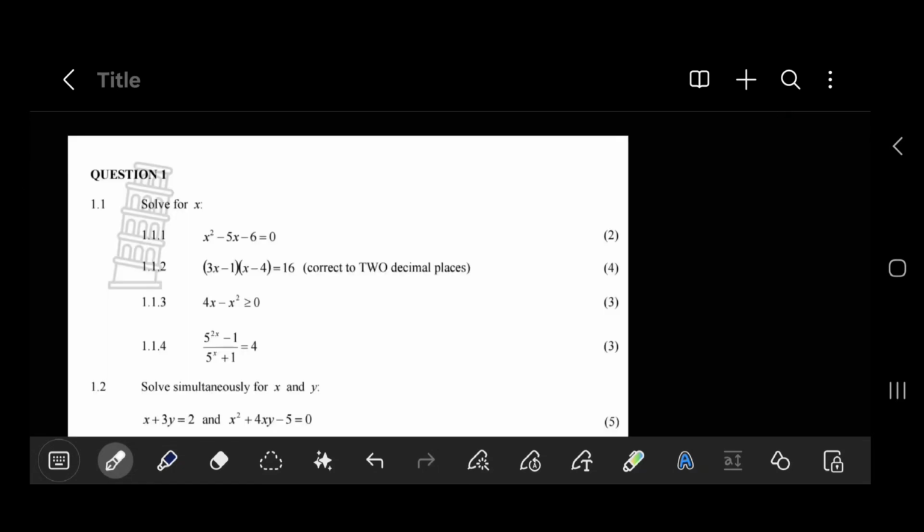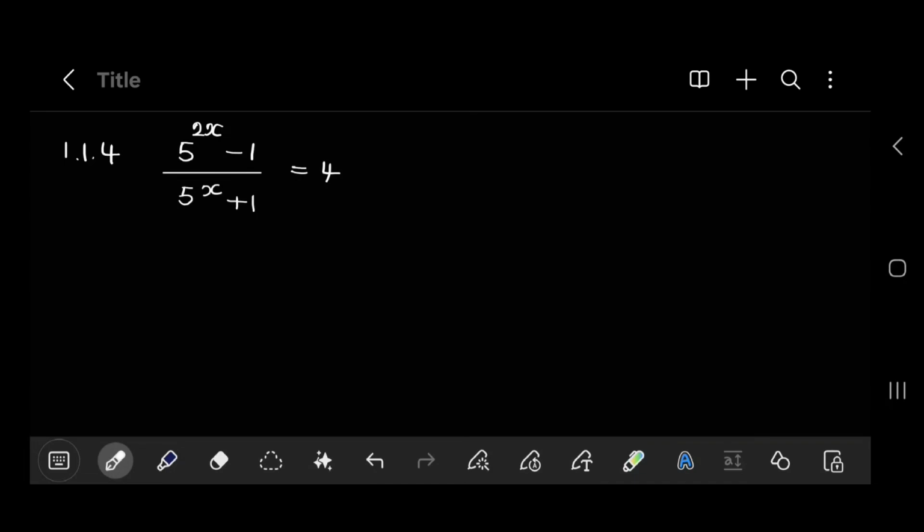Now, looking at 1.1.4, in our numerator, we've got 5 to the power 2x minus 1. And in the denominator, we have 5 to the power x plus 1, is equal to 4. This is quite an interesting question because while it is testing you on solving for x, it is also testing you on exponents. So here we have x as the exponent. And there's something quite interesting about this question, because your numerator and denominator both contain x as the exponent, and they are both actually related to each other.